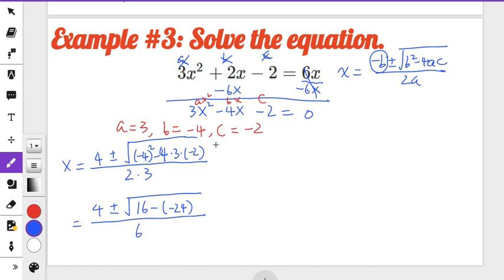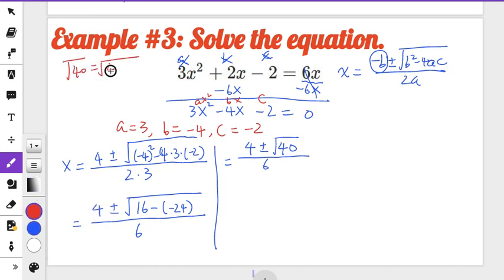Now we just simplify this as 4 plus or minus the square root of 40, over 6, right? Because 16 minus -24 becomes plus, so it's 40. Now, do not forget, we can simplify the 40 by breaking it down as 4 times 10, so it's going to be radical 4 times the square root of 10, which is 2 square root 10 because the square root of 4 is 2. So I'm going to use this one to replace here. So it's going to be 4 plus minus 2 square root 10 over 6.